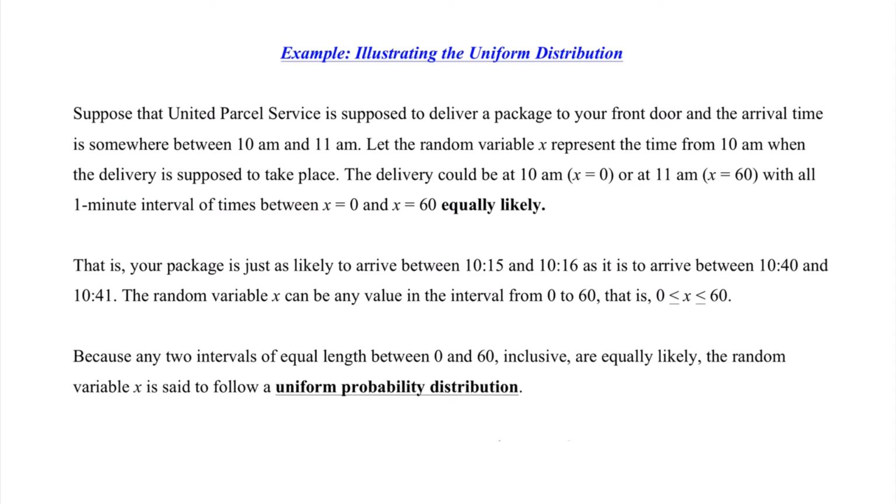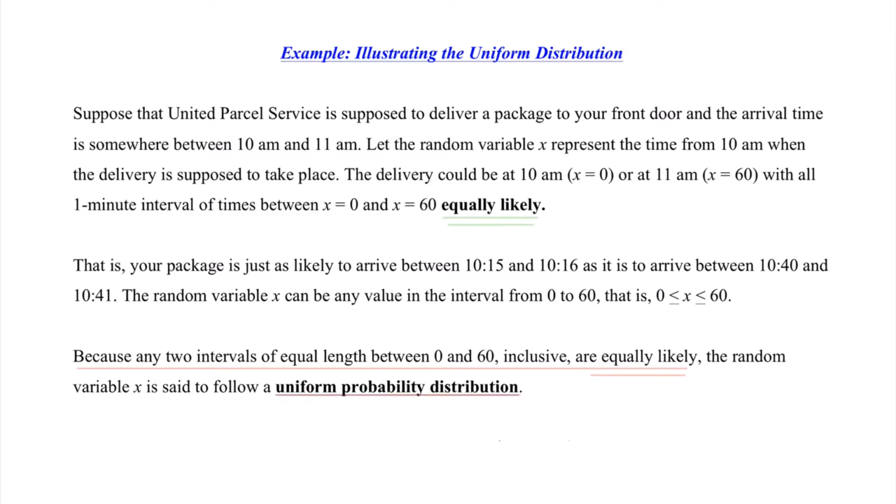and 11 a.m. Here's the part where it gets a little iffy with the language. Let the random variable x represent the time from 10 a.m. when the delivery is supposed to take place. The delivery could be at 10 a.m., which would be x equal to 0, or at 11 a.m., where x is equal to 60, meaning 60 minutes after that 10 a.m., with all 1 minute intervals of times between x equals 0 and 60 equally likely to occur.